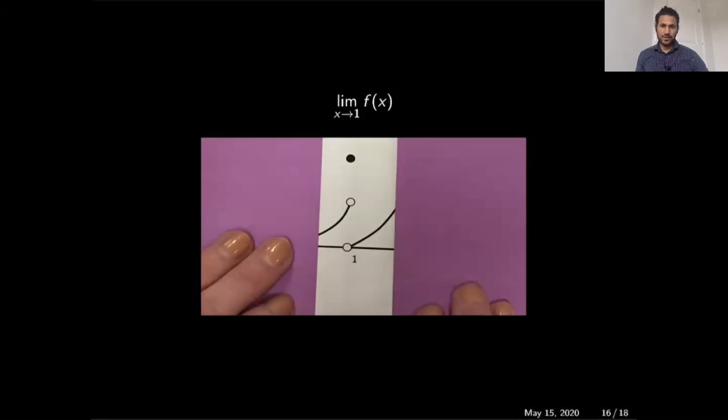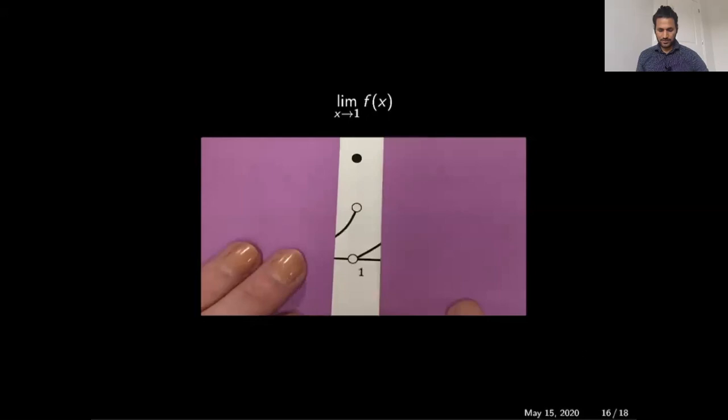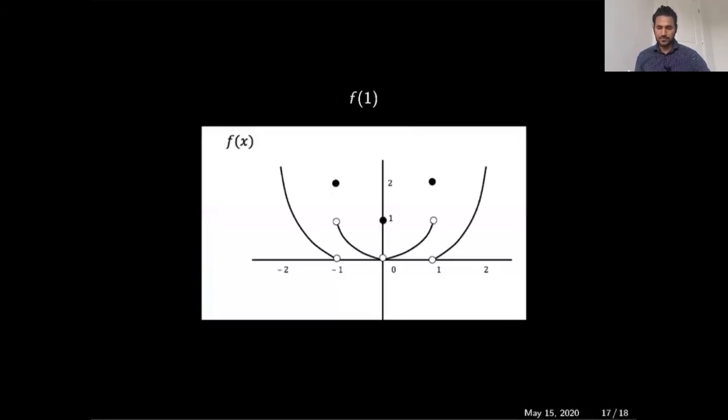Now if we want to calculate the two-sided limit at 1, you can see that when I approach from both sides of 1, my y value on the left is approaching 1, and on the right it is 0. So the two values are not equal, the graph of the function basically has a jump. So the limit does not exist in this situation, and this has nothing to do with the value of the function at that point.